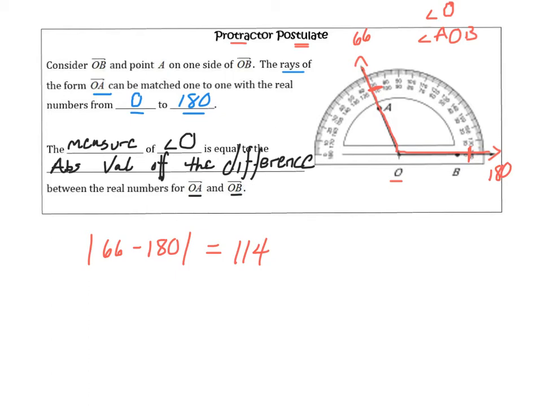Or you could focus on the bottom numbers. So in this case, it looks like I'm referring to 114, and in this case, the bottom number is 0. So it'd be the absolute value of 114 minus 0, which is obviously going to give me 114 degrees.